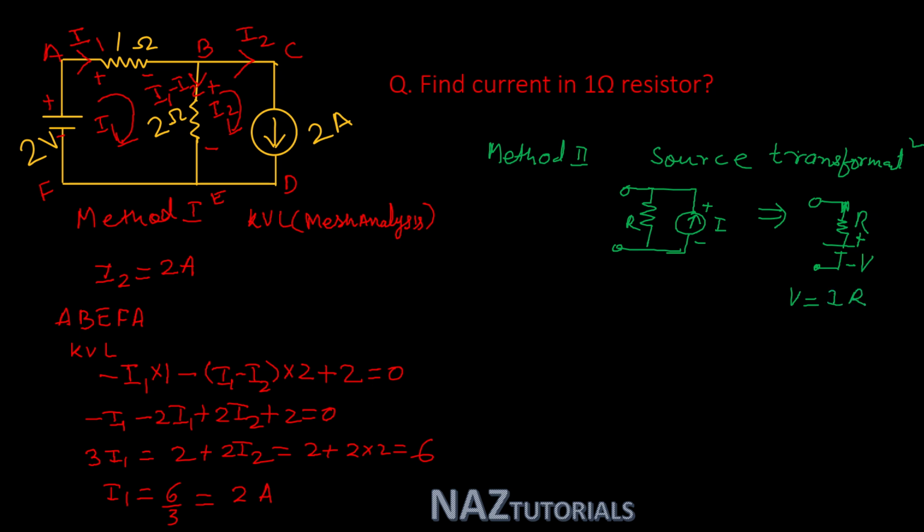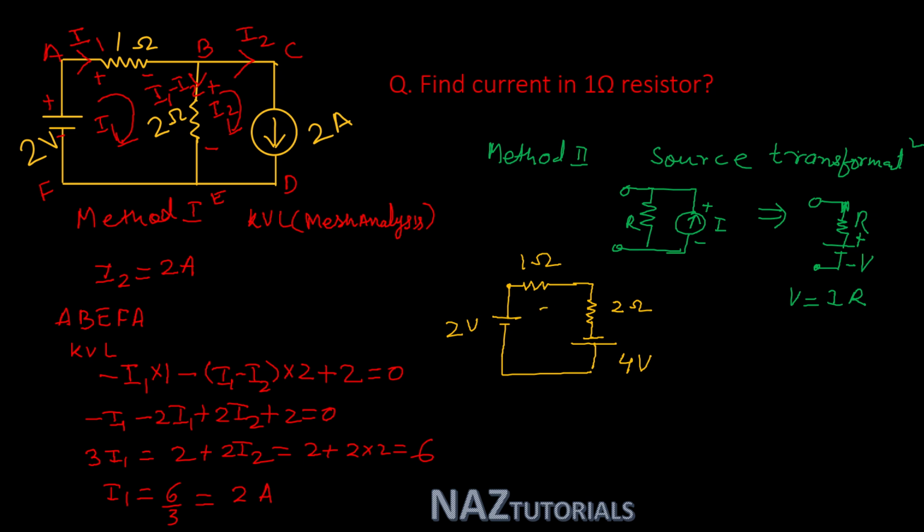Now come to the circuit. If you see the circuit, this is the 1 ohm resistor. There is a 2 volt battery. Now we have to transform the 2 ampere current source in parallel with resistance R into a voltage source in series with resistance. If you see the polarity of the current source, this is negative and this is positive. So this current source is transformed into a voltage source in series with resistance. The value of resistance is 2 ohm and the voltage source value is I into R, that is 2 into 2, that is 4 volt, and this is the 2 volt battery given in the circuit.